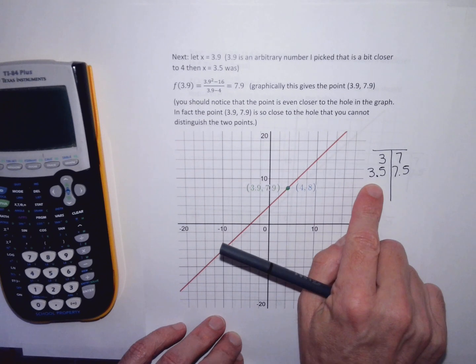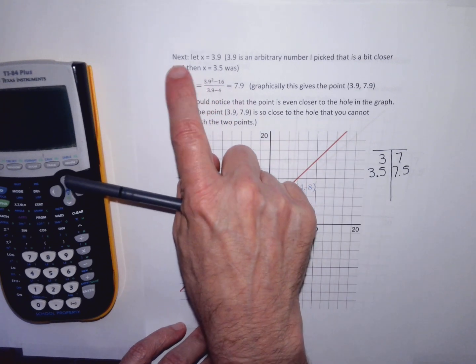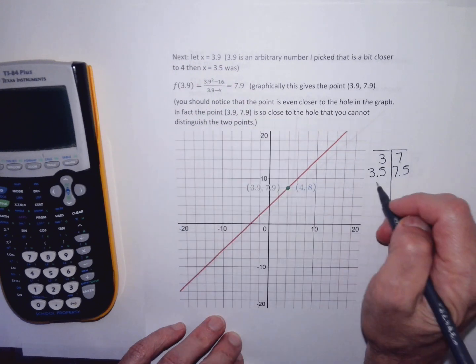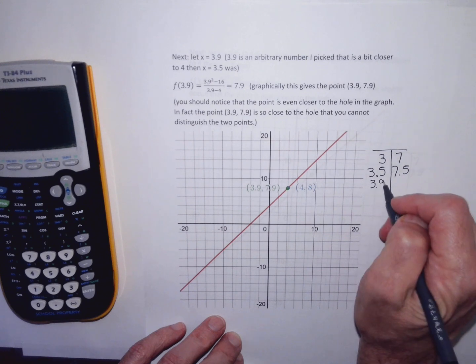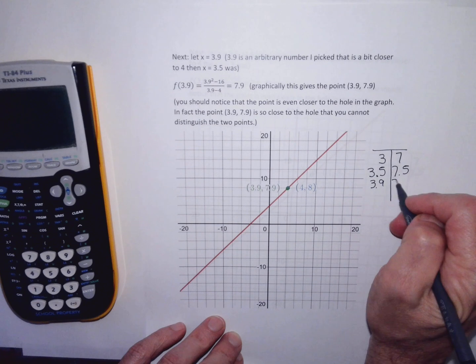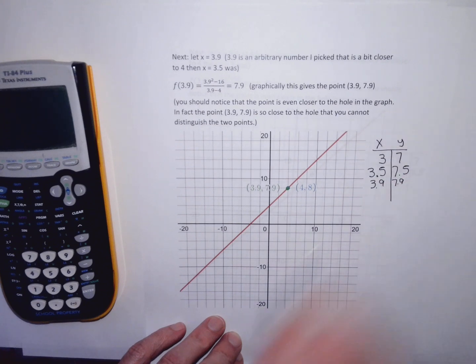That's close to 4. I'm trying to find the limit when x is equal to 4, so I'm trying to pick values that are progressively closer to 4. The next number I picked was 3.9. When I plugged in 3.9, I got 7.9. And so this is my x value, this is my y value.